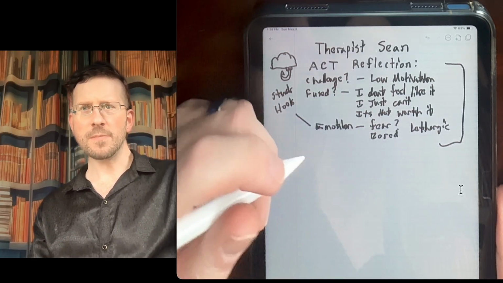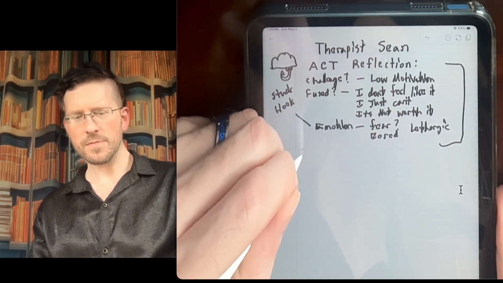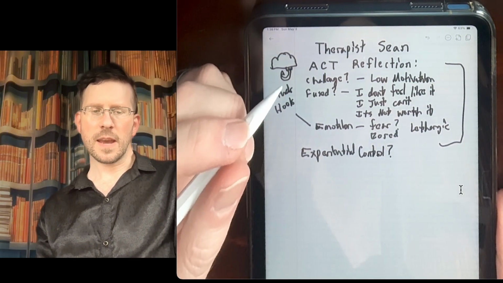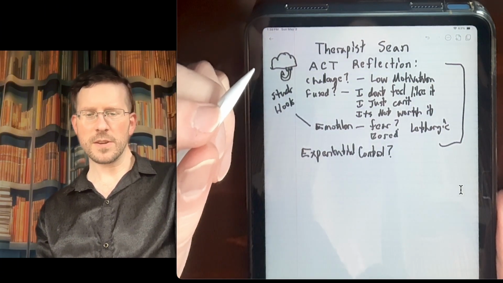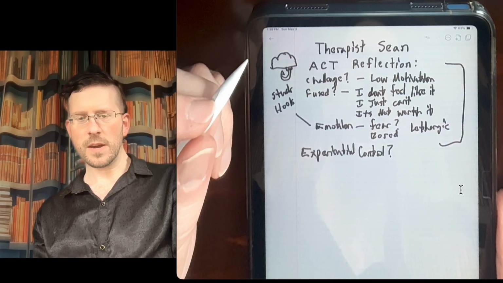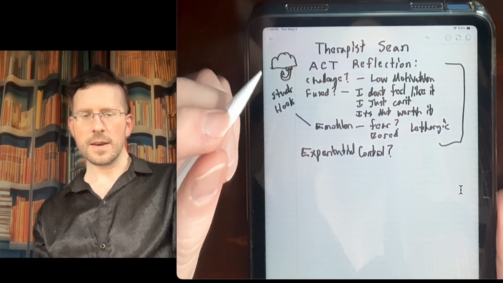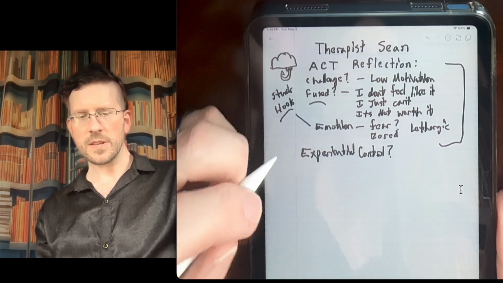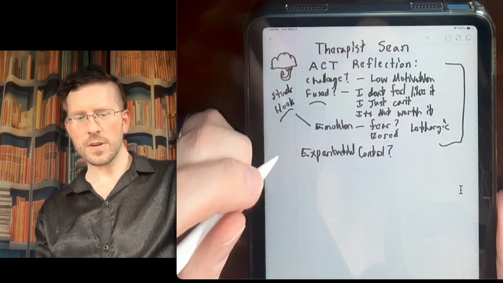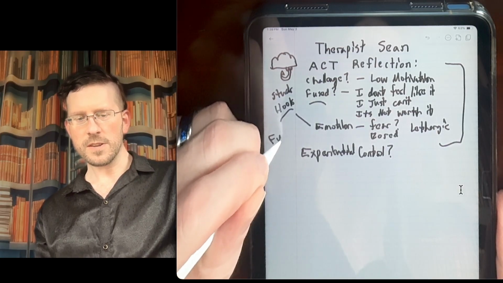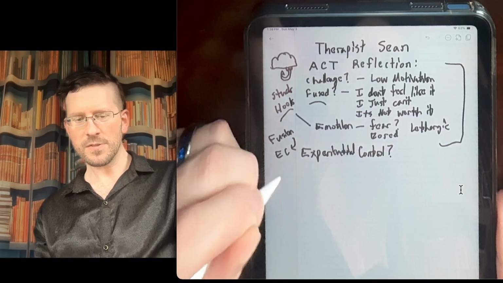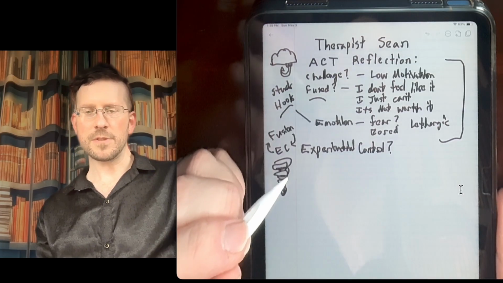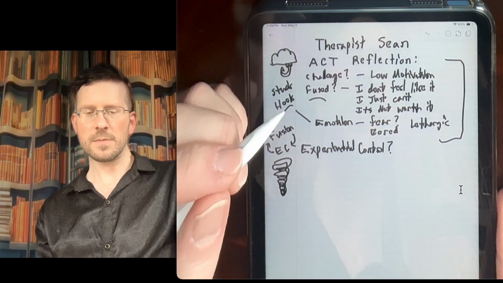And then what type of experiential control is showing up for you? The experiential control is how you try to control your experience, what you're trying to do to make you feel better in some way, what you're doing in response to that fusion, that hook that's showing up. What are you doing in response to it? Because the control and the fusion, they work together. Fusion and experiential control are kind of like a tornado that just sucks you down into a spiral and keeps you stuck. They work together to keep you stuck.